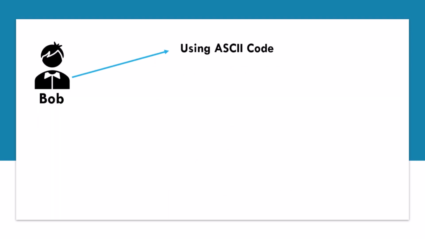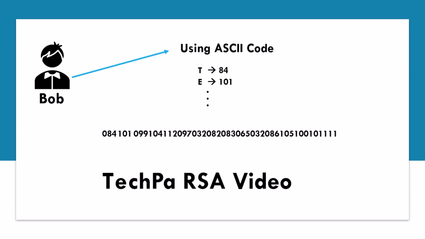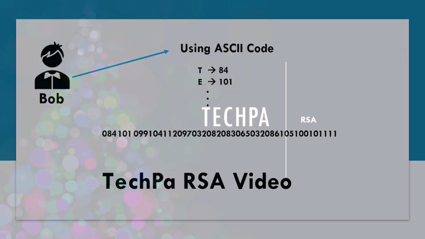To get back the original phrase, Bob needs to reverse the conversion process. Bob can split the number into groups of 3 digits and look up the corresponding ASCII character for each group. For example, 084 is the ASCII code of T, 101 is the ASCII code of E, and so on. The phrase "TechPA RSA video" can be recovered.